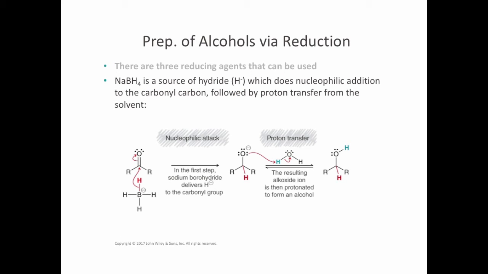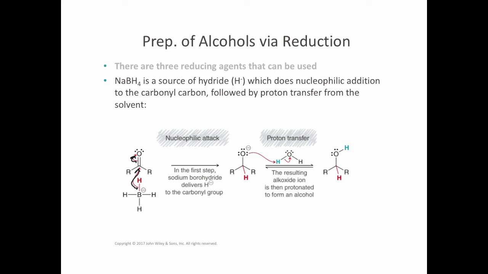Sodium borohydride is a source of hydride, H-, which does a nucleophilic addition to the carbonyl carbon, followed by a proton transfer from the solvent. So in this reaction, the hydride is going to be delivered from the reagent to the carbonyl carbon, and then simultaneously these 2 electrons form a third lone pair on the oxygen.